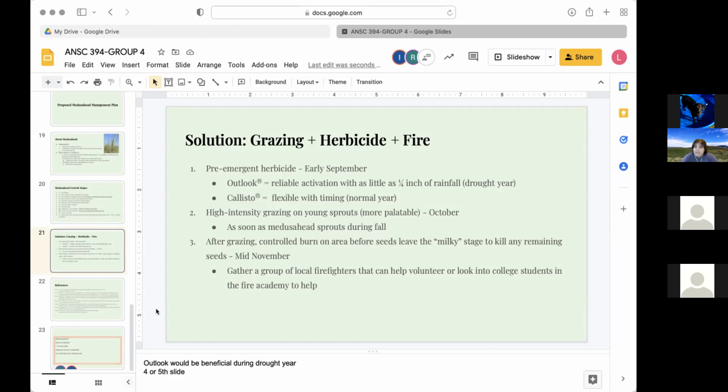So grazing, herbicide, and fire probably at minimum need at least one of their own slides, right? Maybe two to fully explain them. And then towards the end, your summary slide could maybe be how all three of those things work together and what the timeline looks like. All right, does that help you guys restructure a little bit?